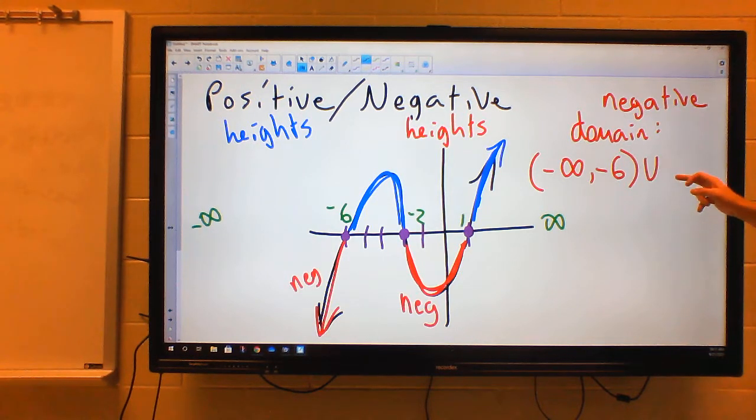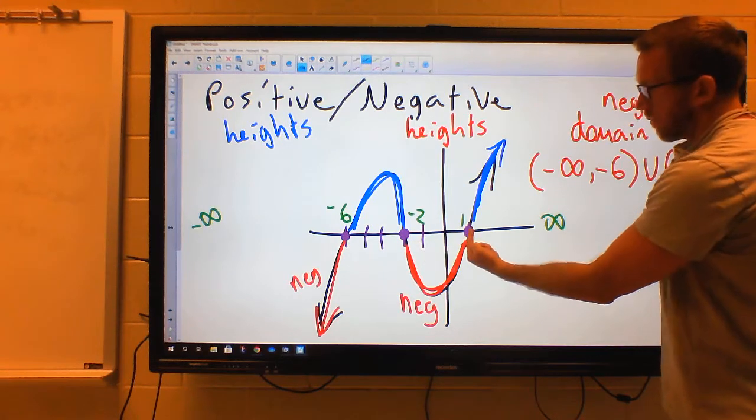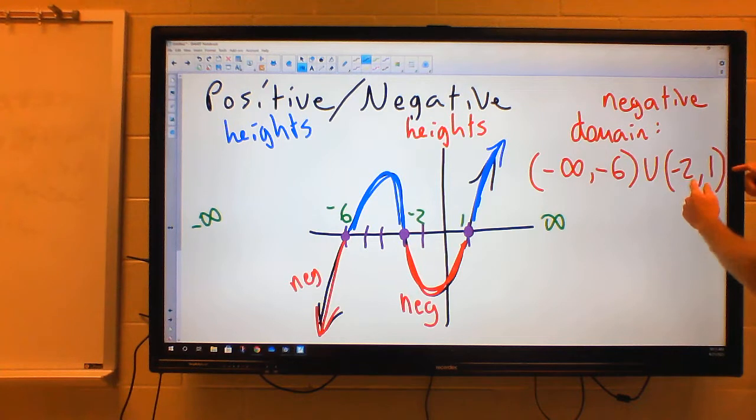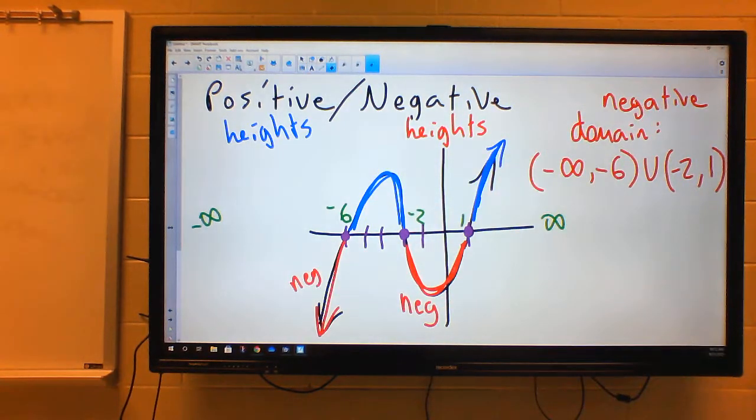So this does not get included as a negative domain because we already said -6 was a 0. Unioned with our next aspect of our negative domain, -2 to 1. Because -2 is this 0, 1 is this 0. So we go from this 0 to this 0. Anything between those zeros is a negative value. Those zeros are not negative, so we don't include them. Okay? So that would be our negative domain.